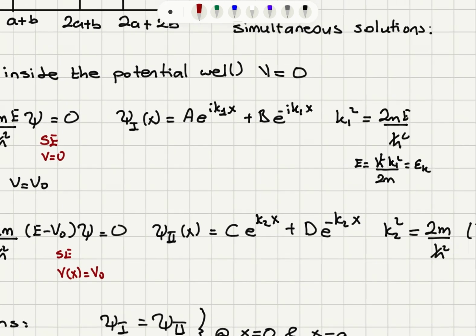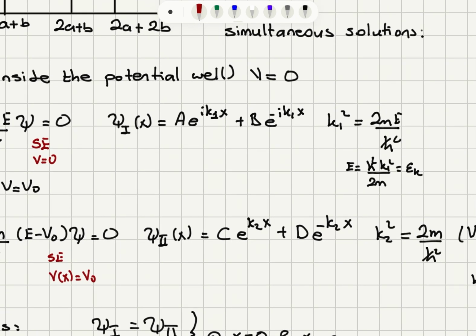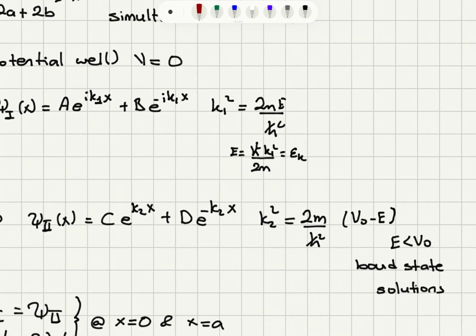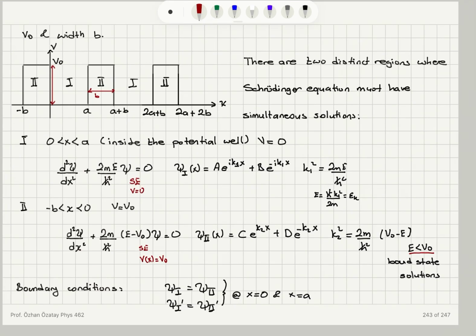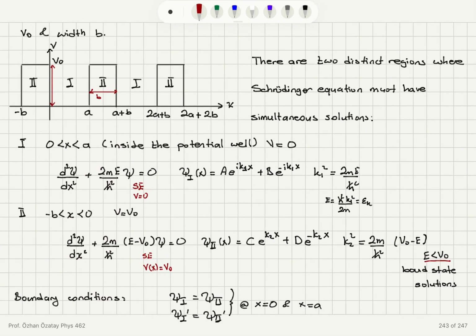The solutions are exponentials, c e to the k2x plus d e to the minus k2x, where k2 squared is 2m over h bar squared times (V0 minus E). So when E is less than V0, what do we have here? We have a positive value, so k2 is going to be a real number. When E is greater than V0, we will have unbound solutions, so then we will have traveling waves.